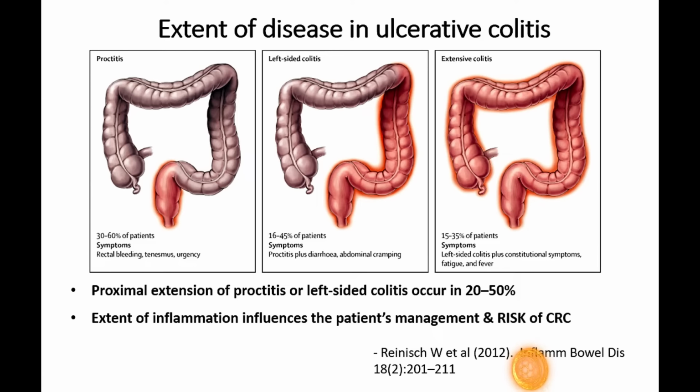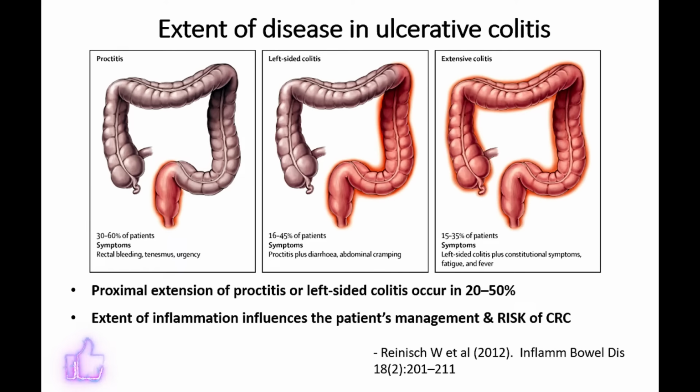The second is left-sided colitis, when the inflammation extends from the rectum to the splenic flexure. That is the case in 16 to 45% of patients, and the symptoms are those of proctitis plus diarrhea and abdominal cramping. In 15 to 35% of cases, the third type is called extensive colitis, when the inflammation extends beyond the splenic flexure, and if it involves the whole large bowel up to the cecum, then it's called pancolitis. The symptoms are those of left-sided colitis plus continuous symptoms, fatigue and fever.